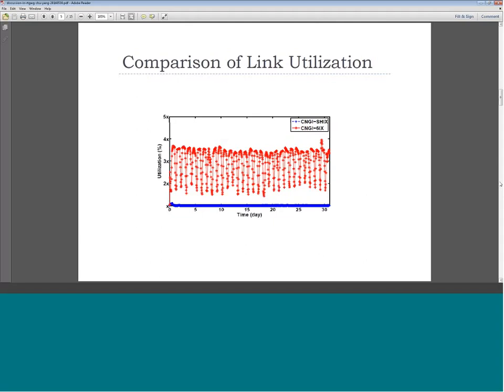This graph shows the comparison of link utilization on the routers of Beijing and Shanghai. So we can see the difference. Next slide, please.